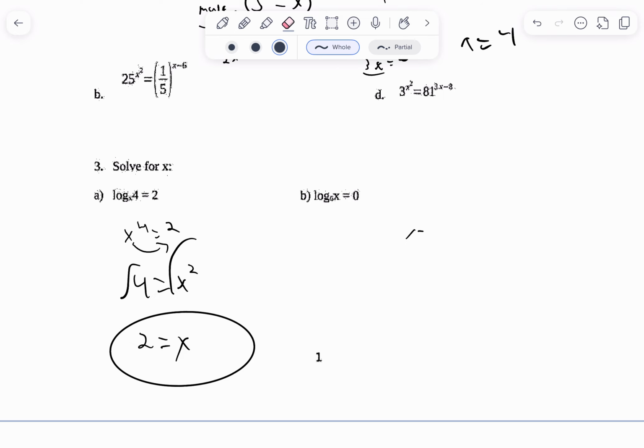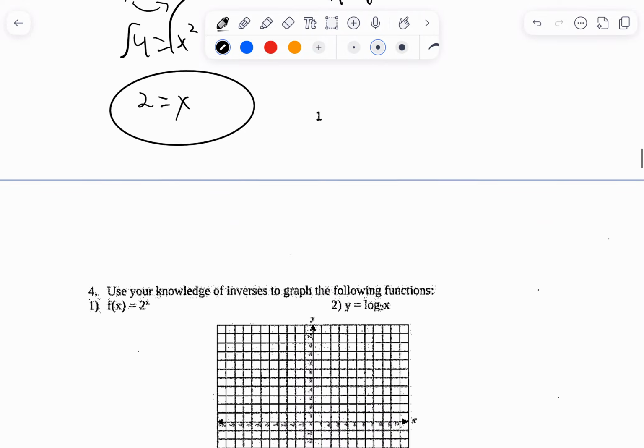Okay, so now here too. See how it says log base 6? This log is just a fancy way of saying keep the 6 on the bottom wherever you put it. So x we're going to keep here, and we're going to bring the 6 over. And since 6 to the power of 0 is 1, x will equal 1. Anything to the power of 0 equals 1.